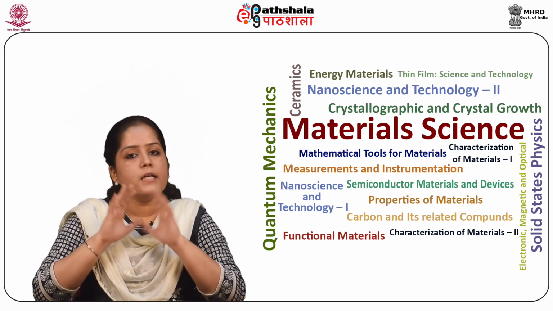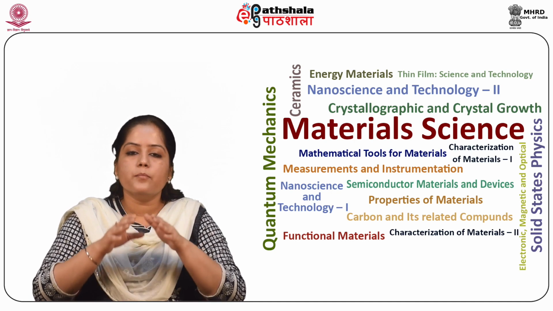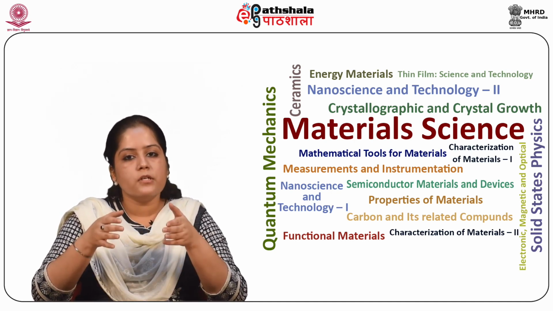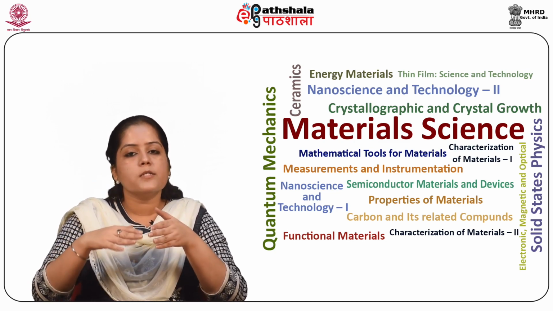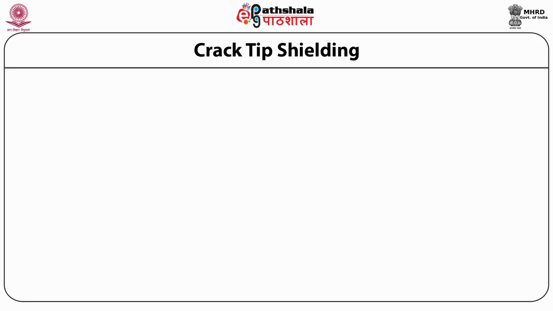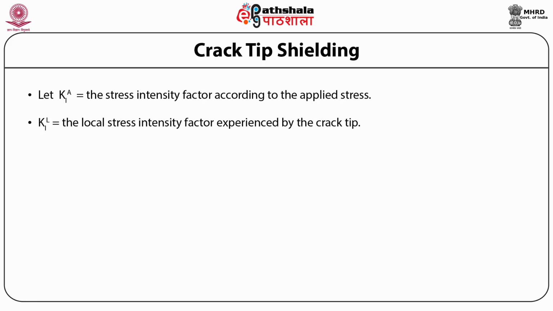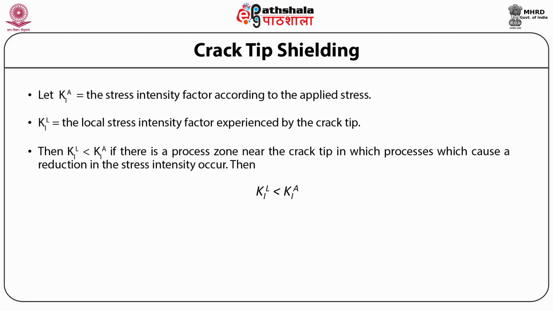In ceramics, there is hardly any plastic deformation, but there are other processes which can occur and cause a reduction in the stress intensity factor experienced by the crack tip. Now, let us consider KIA is the stress intensity factor according to the applied stress, and KIL is the local stress intensity factor experienced by the crack tip. Then KIL is less than KIA if there is a process zone near the crack tip in which processes which cause a reduction in the stress intensity occur. What these processes may be, we will discuss.